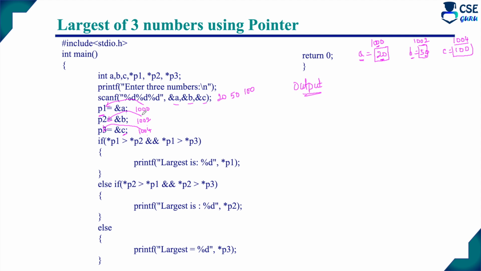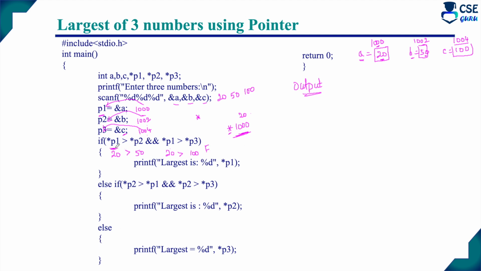Now, this is actually the address. If you want to refer to the value at an address, you have to use the pointer variable. So star P1 is nothing but star 1000. Star 1000 means 1000 is the address, and in this address, what is the value? It will be referred with this pointer. The value is 20. So here it will compare 20 greater than 50, where P2 is 50, and here it will compare 20 greater than 100. The condition fails. Can you understand?